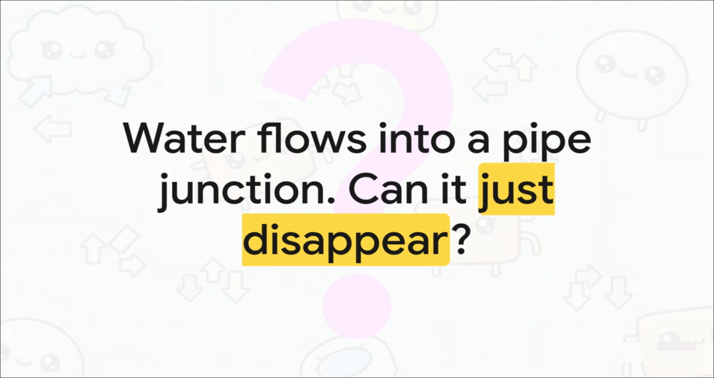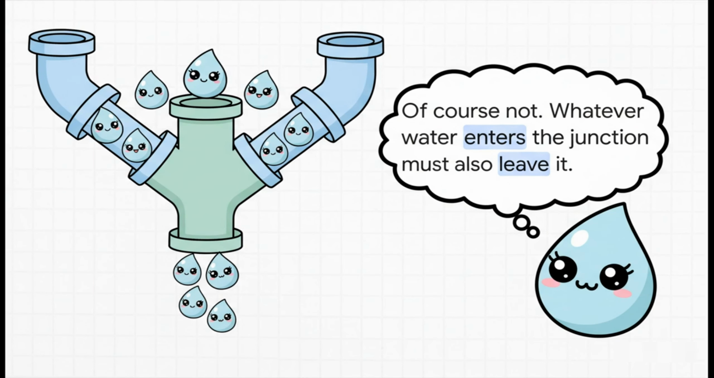Okay, to get our heads around this, let's forget about electricity for just a second. I want you to picture water pipes meeting in a junction. You've got water flowing in from one pipe, and it's splitting to go out through two others. So here's the question for you. Can that water just poof, vanish right there at the meeting point? No way, right? Of course not.